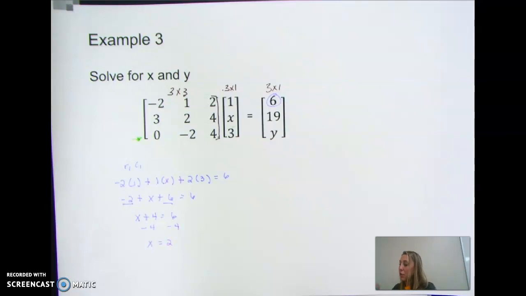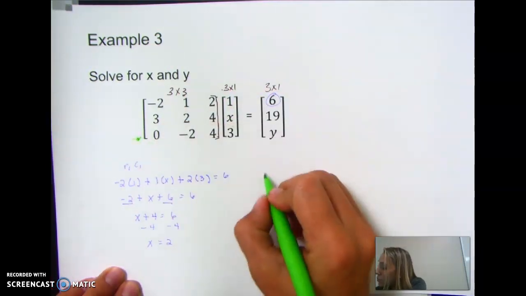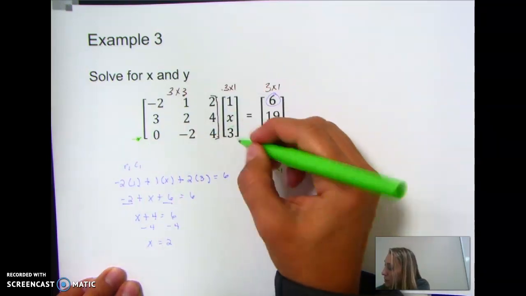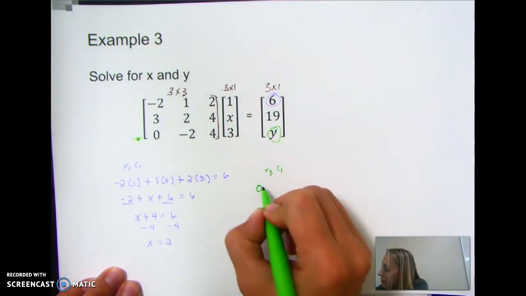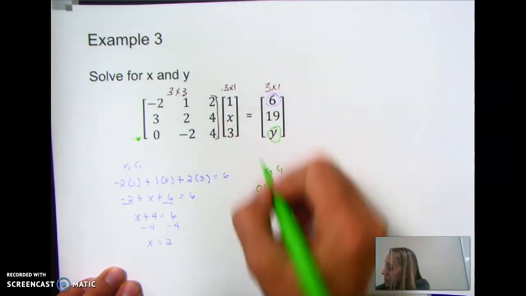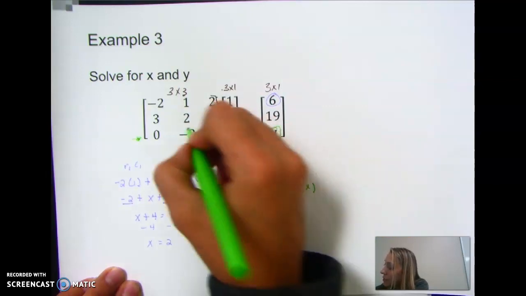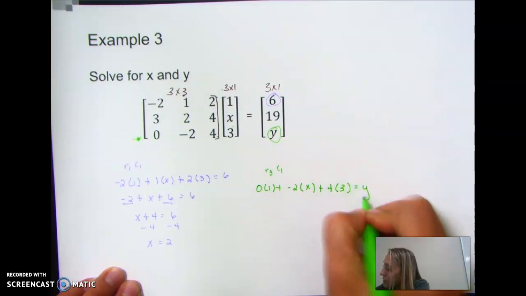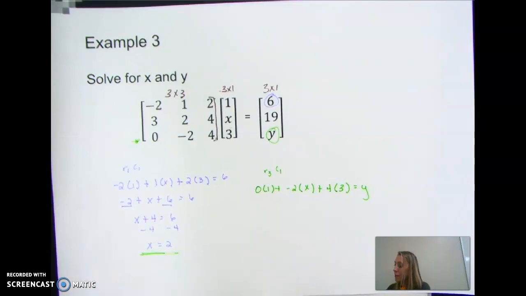So now I'm going to take the third row, and I'm going to use that to take care of y. So then I end up with, this is row 3, this is column 1, that's what I'm multiplying by, and my answer is going to be row 3, column 1, which is y. So now I have 0 times 1, which is right here, plus negative 2 times x, plus 4 times 3, and all of that is going to be equal to y. Well, we know what x equals, right? Because we already found it.